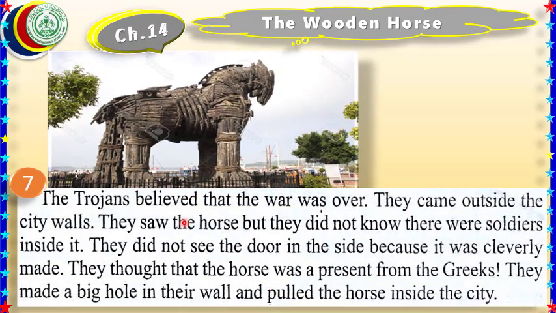The Trojans believed that the war was over. They came outside the city walls. They saw the horse, but they did not know there were soldiers inside it. They did not see the door in the side because it was cleverly made. They thought that the horse was a present from the Greeks. They made a big hole in their wall and pulled the horse inside the city.